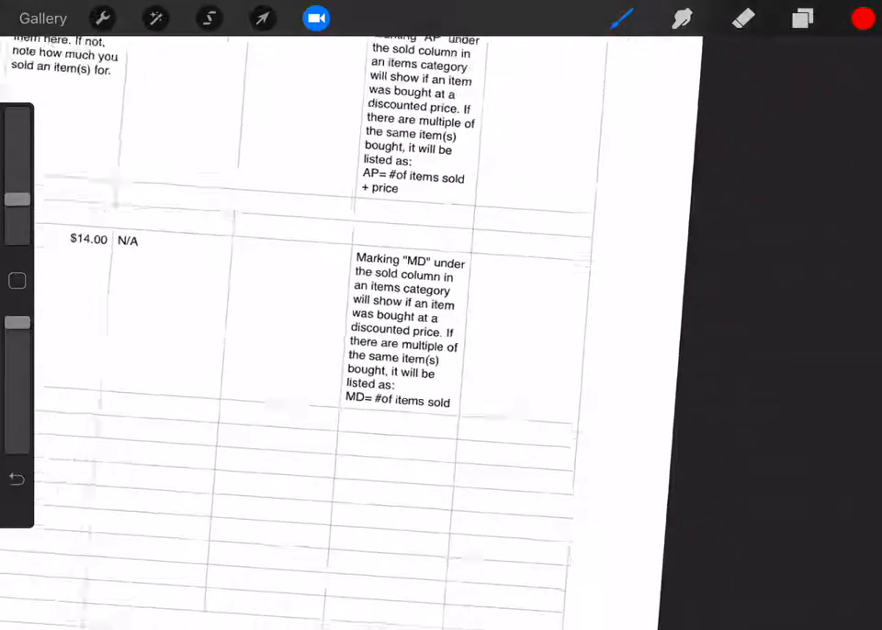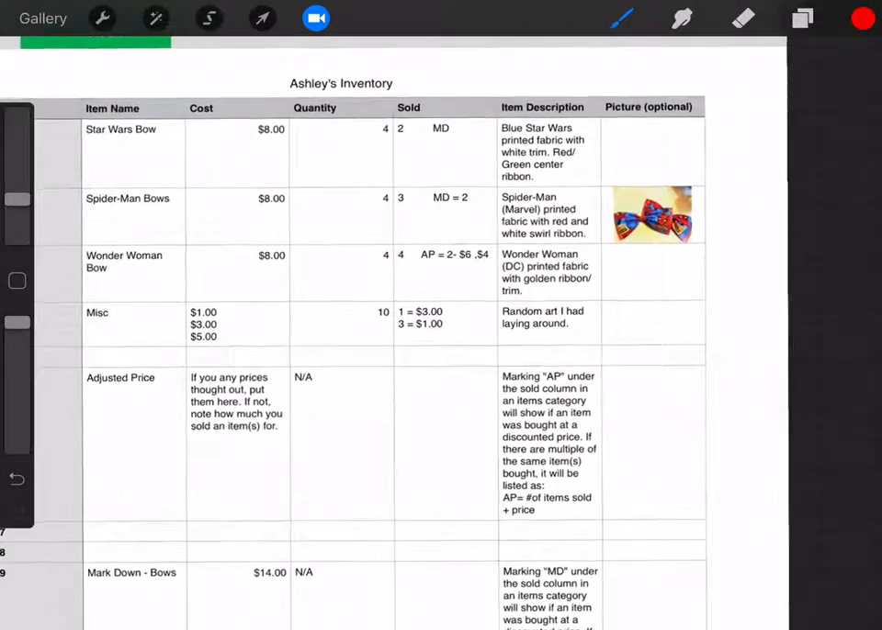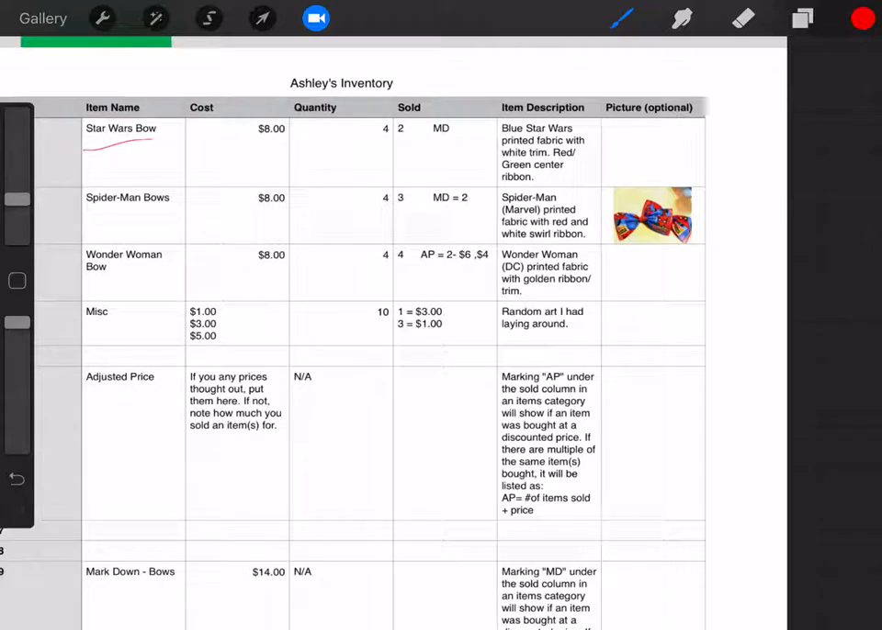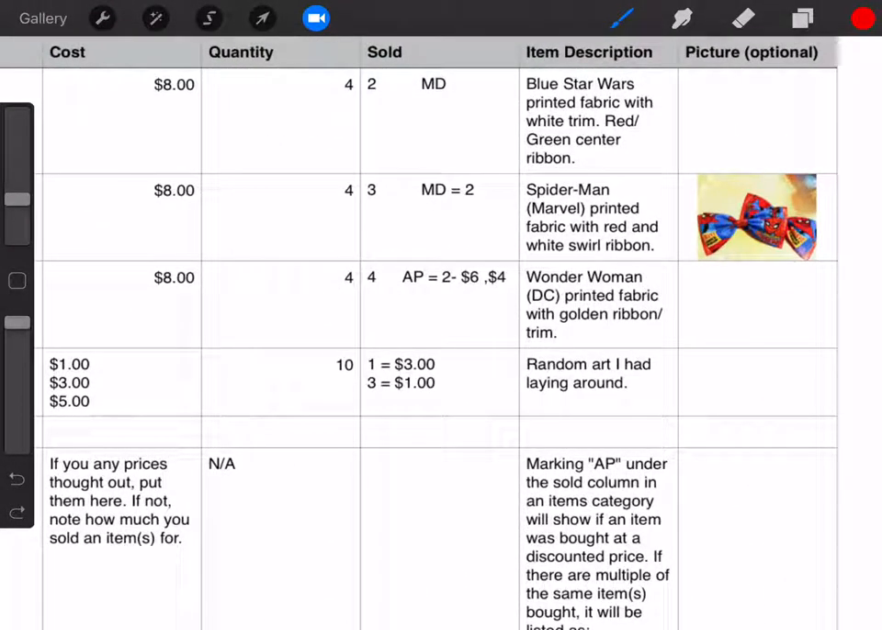So to explain that, and the way that my little system works is I have, for example, Star Wars and Spider-Man bows that I listed for MD. So I did 2 deals involving Spider-Man bows. I'll just explain that briefly. I sold a total of 3 bows, but 2 of those were marked down. So all I do is MD equals 2. Pretty self-explanatory. So out of those 3 bows, 2 were discounted.